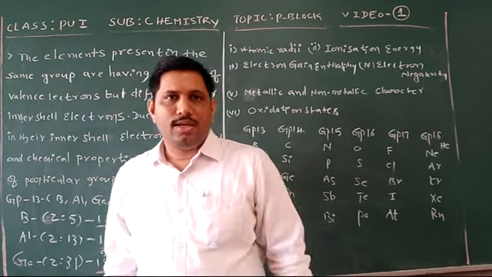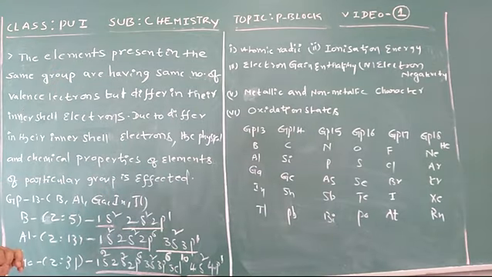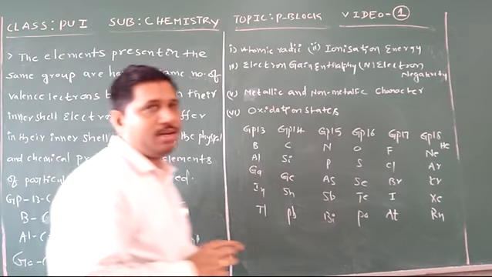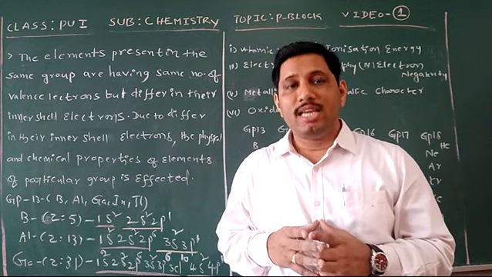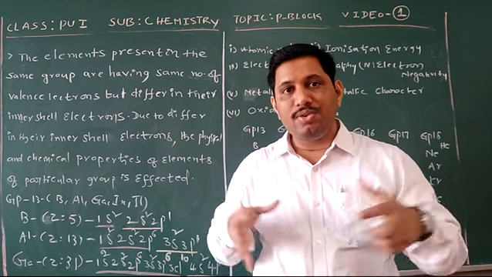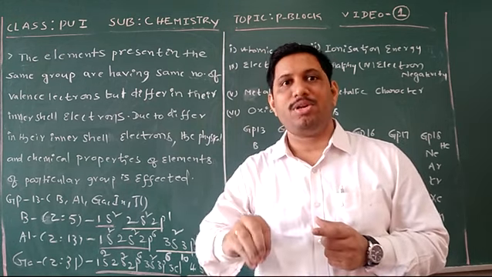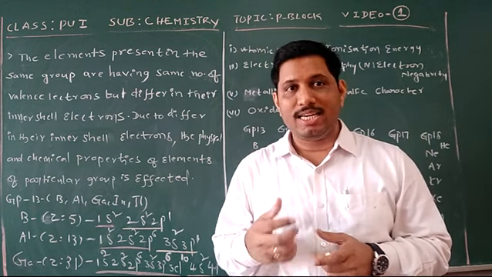Okay, students. Next one, continuing the discussion: the elements present in the same group have the same number of valence electrons but differ in their inner electrons. Due to the difference in their inner electrons, the physical and chemical properties of elements of a particular group are affected. Generally, the elements present in the same group have the same number of valence electrons but differ in their inner electrons.